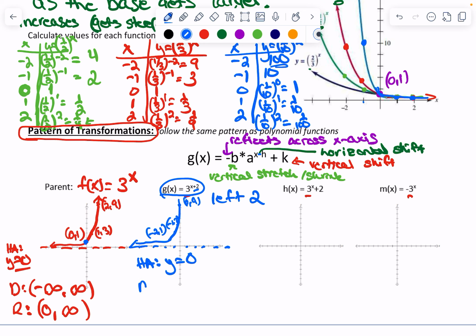Our domain keeps going to the left and the right, even though it's a steep increase up. There's no restrictions on the right either. So it is negative infinity to infinity. And our range, we did not move it up or down, so that's still going to be 0 to infinity.